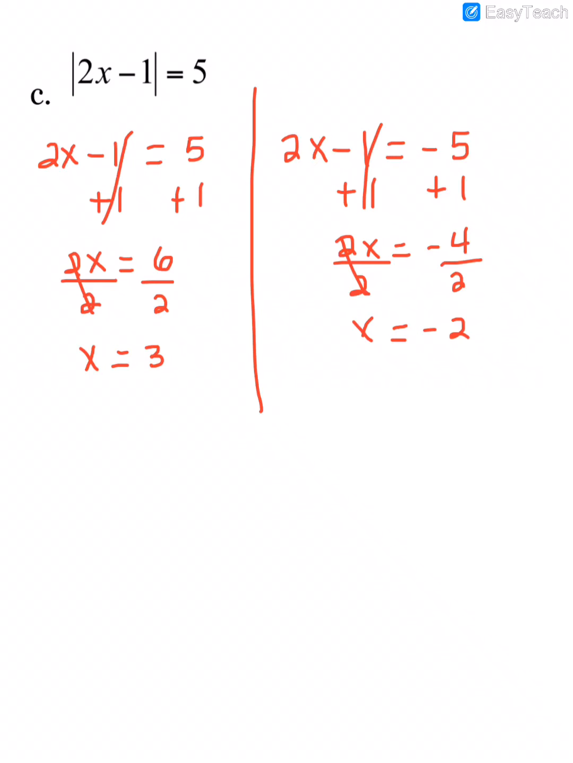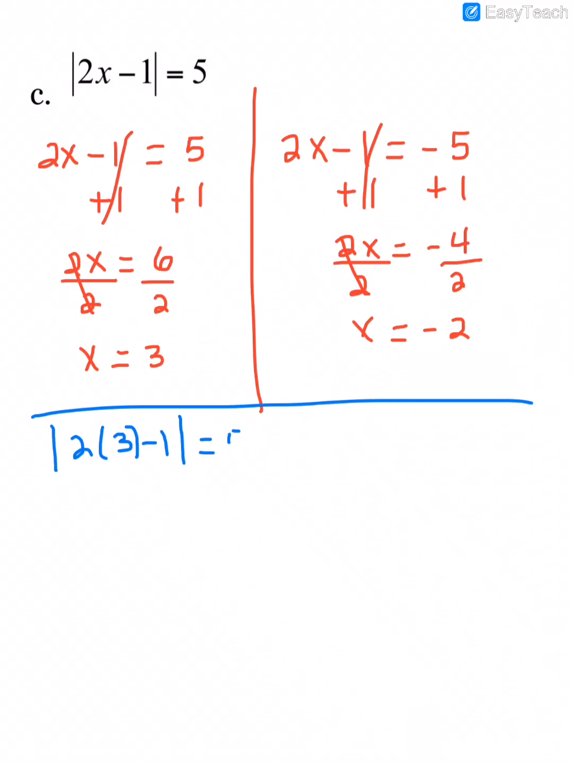All right, so let's just check these to see if they work. If I check them by plugging them into the original equation, I have to plug it in exactly into what we started with. So that would be the absolute value of 2 times 3 minus 1 equals 5. Inside the absolute value, I want to simplify that first. So that would be 6 minus 1, which is 5. And the absolute value of 5 is 5.